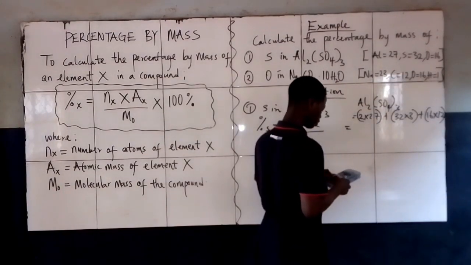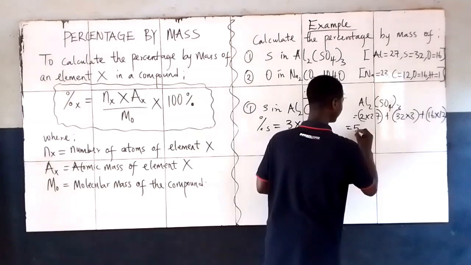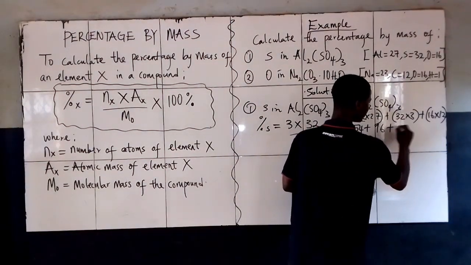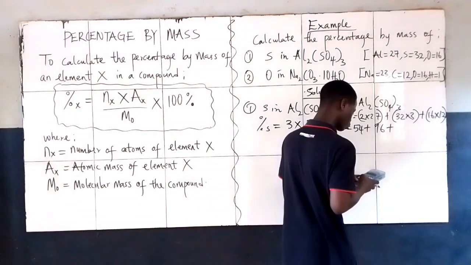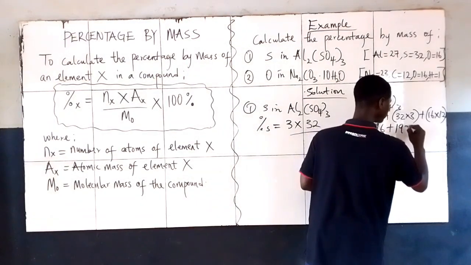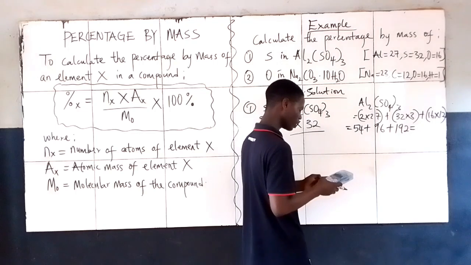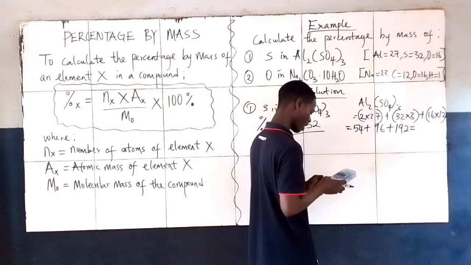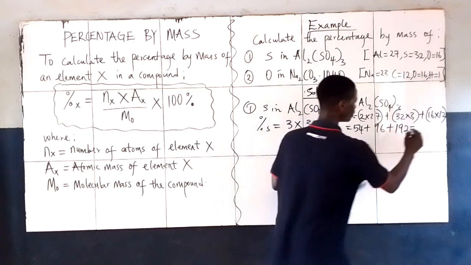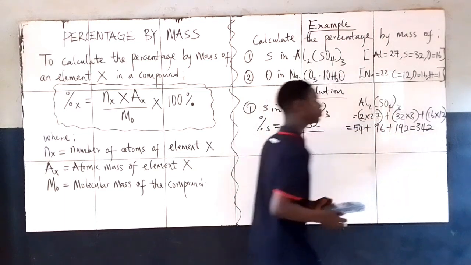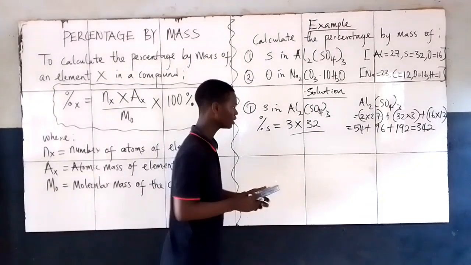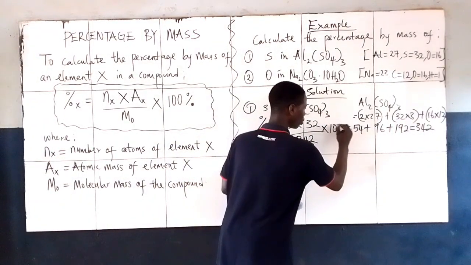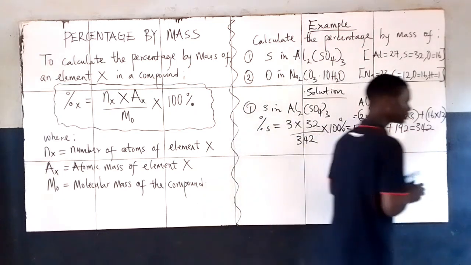2 times 27. The answer is what? 54. Added to this times this is 96. Added to that, let's do that. 16 times 12. The answer is 192. So if we add up these 3 guys, what do we have? Let's see what we have. This is 342. It means that the molecular mass of this compound is what? Over 342. Everything times what? 100%.